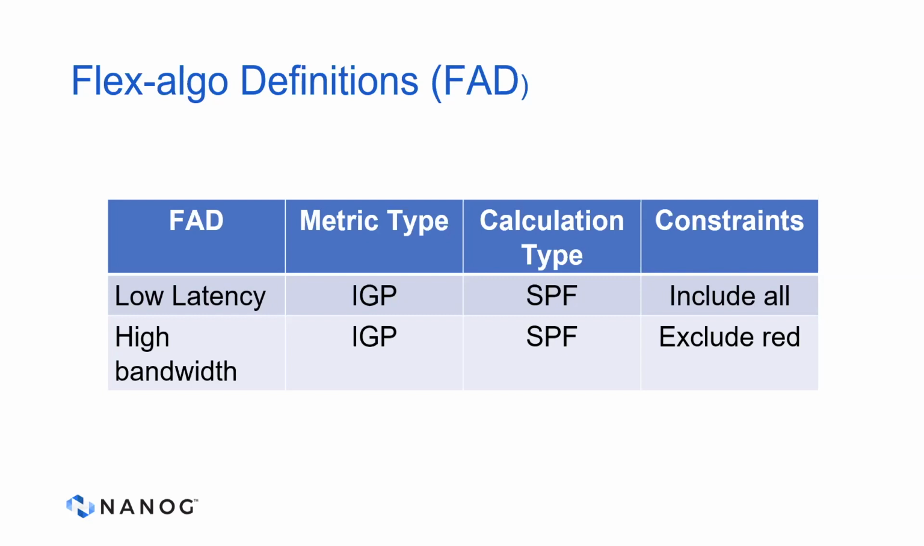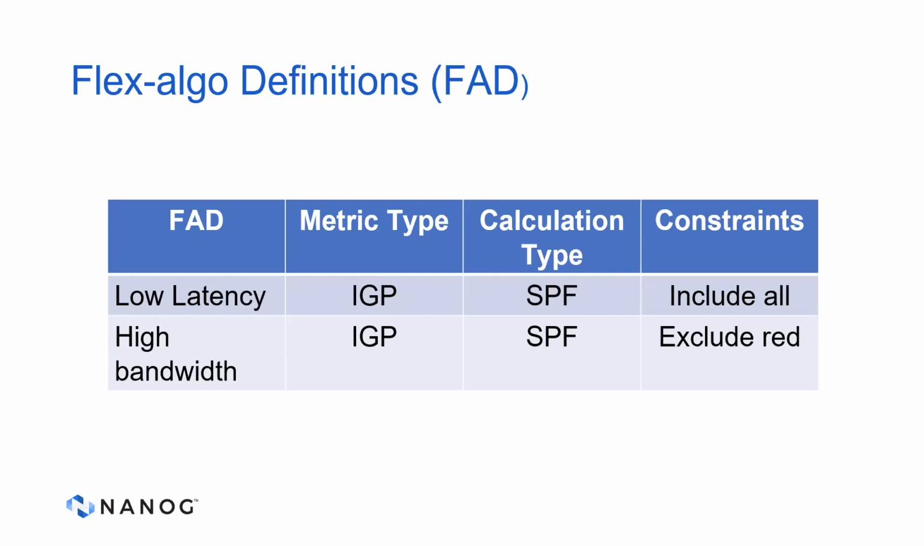If you have to configure on every node, you probably would have some config errors, and that causing problems. And FlexAlgo simplifies this with a single configuration, one or two configurations on one or two nodes in the network. So let's see for this use case what will be the FAD definition.